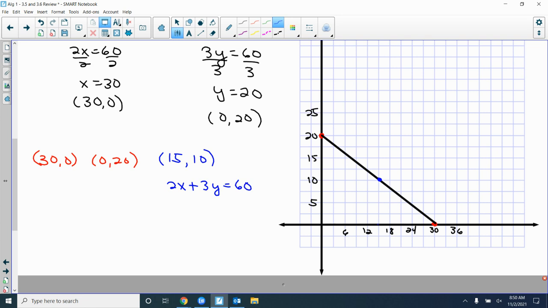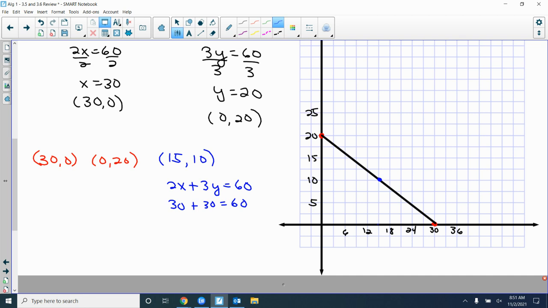Does that work? What's 2 times 15? 30, right? What's 3 times 10? 30. What's 30 plus 30? 60. So does that point work? Yeah. All right, so you should be able to pick up another point, or look on there and see if you find other points where they're at, okay?